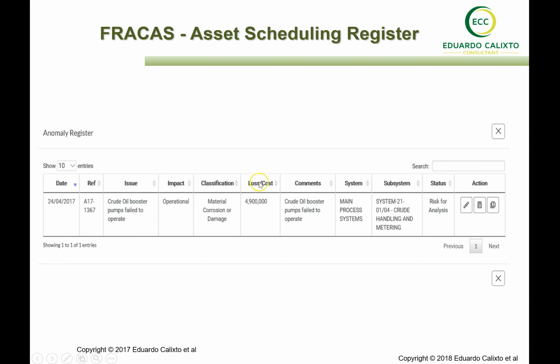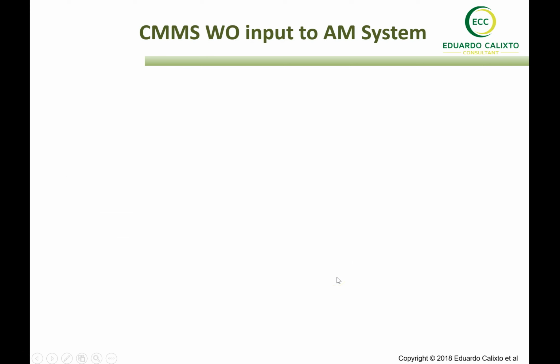The life cycle cost, the cost related to such damage, was already assessed, and that's great. And here are some comments that the booster pump failed to operate. Again, it is shut down. And here is the subsystem, and they are carrying out some risk analysis about that, and that will be shipped to the supervisor and maintenance engineer in order to assess and reassess the risk and put it in the assurance plan. So that's the kind of information that comes from FRACAS, but we also have information that comes from CMMS.